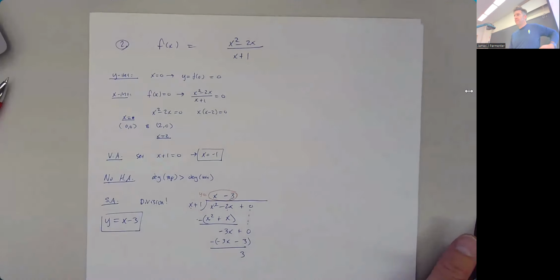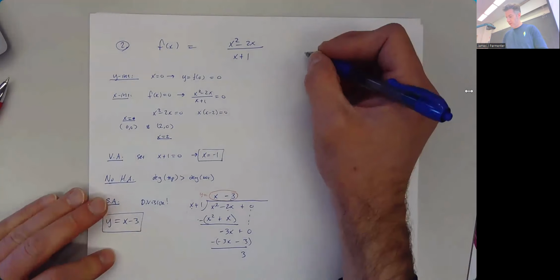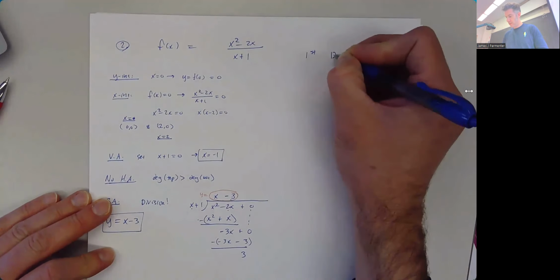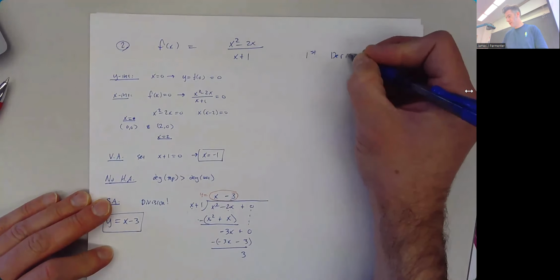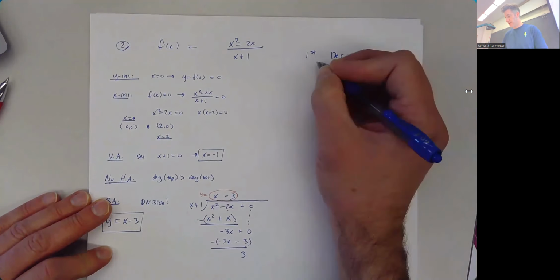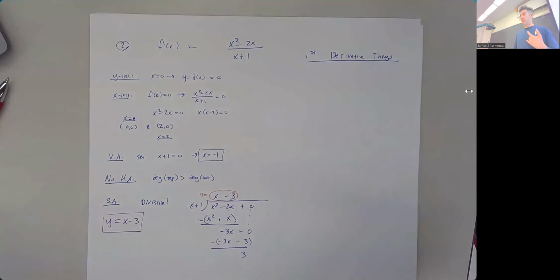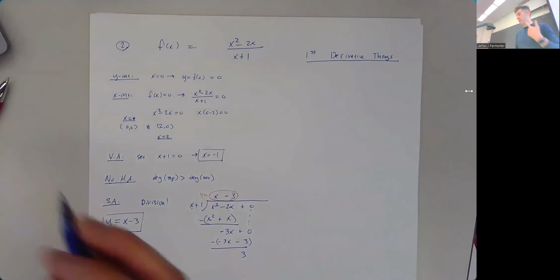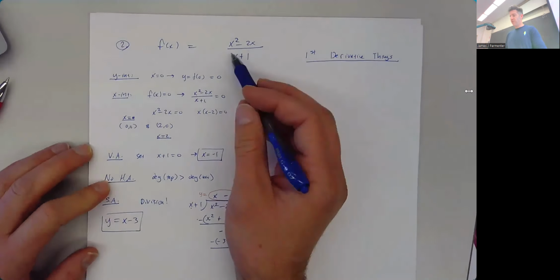All right. Now for the fun part, all the derivative things. So we're going to find the first derivative things. I don't feel like you're usually being asked to find the intervals where it's increasing or decreasing, right? We kind of just look and see what those look like. But if you are asked to write them down, you should practice writing them down. Maybe we'll do that. First derivative things.